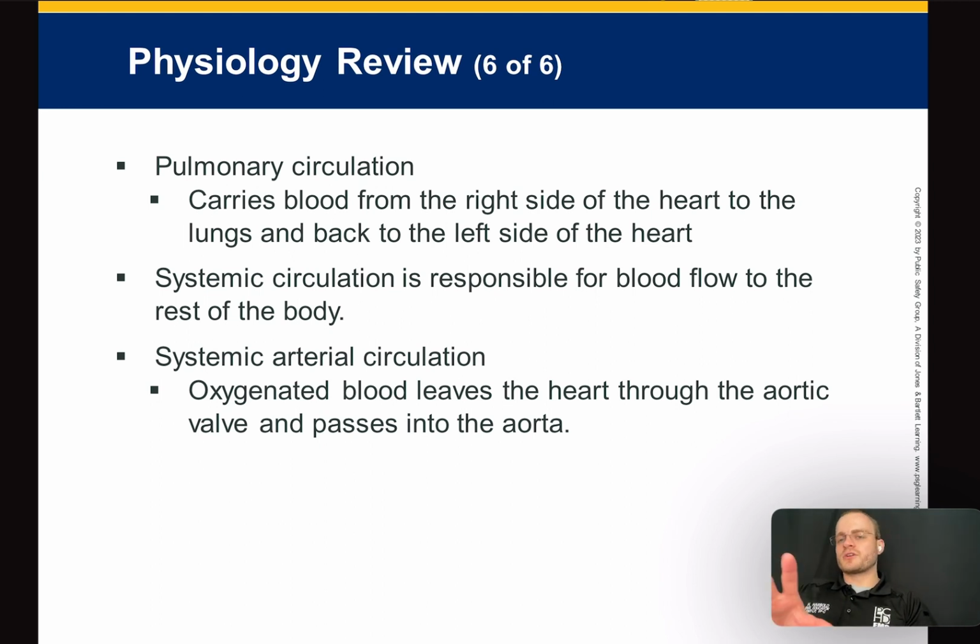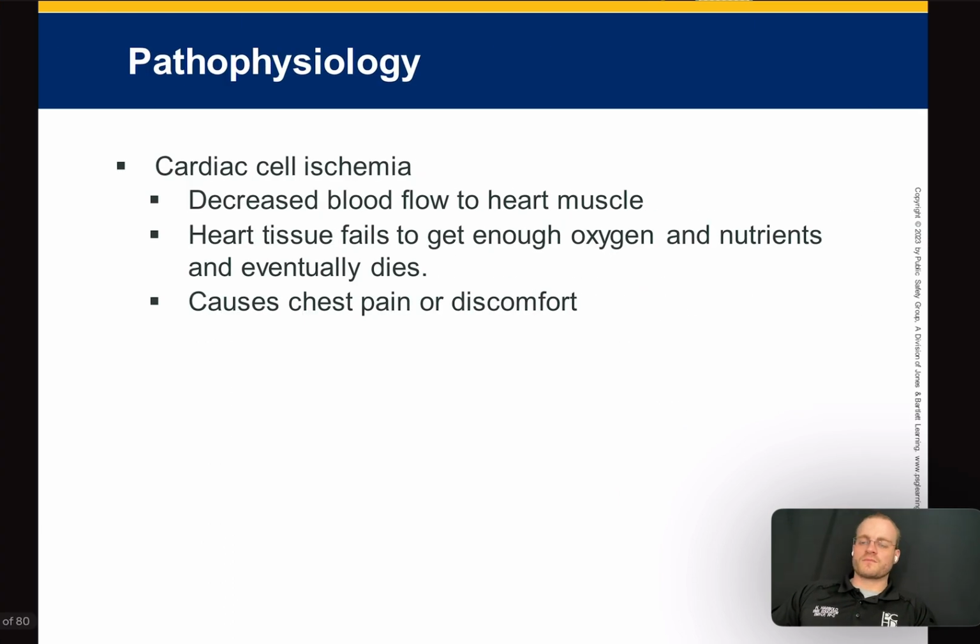Now, systemic circulation is responsible for blood flow to the rest of the body, of course. We've talked about that. In the systemic arterial circulation, oxygenated blood leaves the heart through the aorta, right? But in order to go into the aorta, remember that pesky aortic valve. It has to go through there to get into the aorta. It's a one-way valve that, like I said, has lots of pathology.